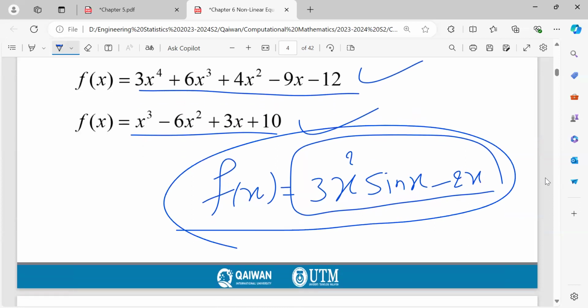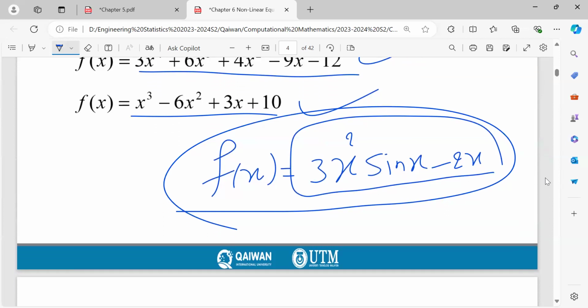For these types of equations, we have 3 methods to solve. We actually have 6 to 8 methods for solving these types of equations, but here in this course, we just study 3 of them, which are the bisection method, secant method, and Newton-Raphson method. We have these three methods for solving this type of equation.